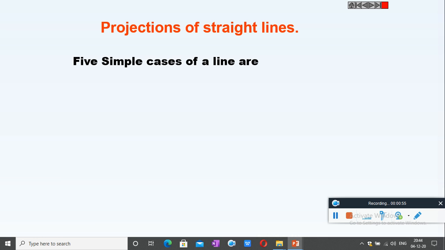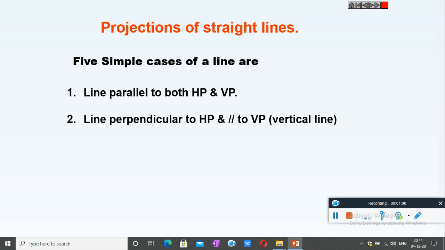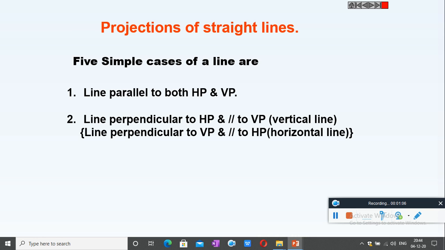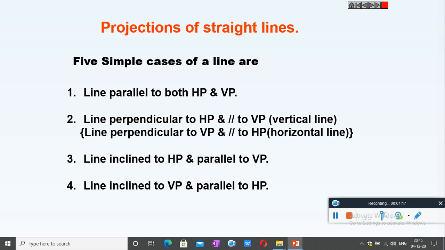Five simple cases of a line are: a line parallel to both HP and VP; a line perpendicular to HP and parallel to VP, that is a vertical line; a line perpendicular to VP and parallel to HP, that is a horizontal line; a line inclined to HP and parallel to VP; a line inclined to VP and parallel to HP; and finally the line inclined to both reference planes HP and VP. That is the last case.